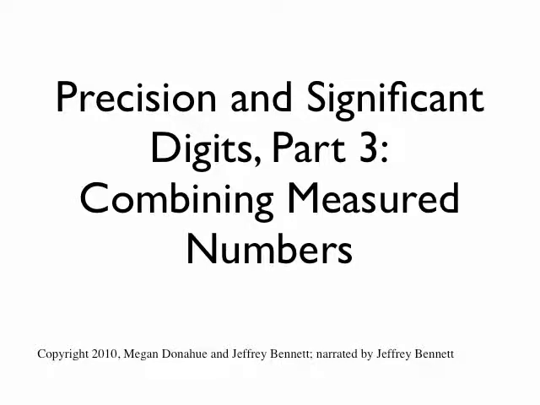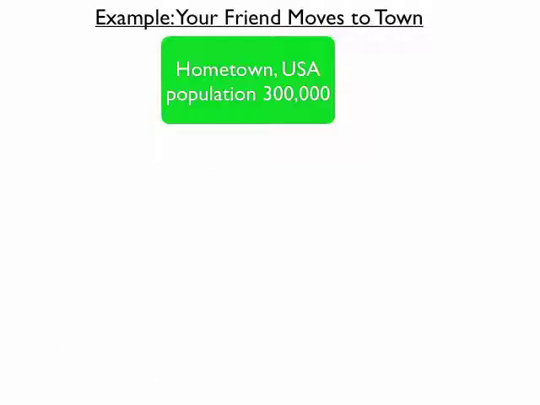We now consider rules for combining measured numbers. Suppose you live in a city with a population of 300,000. One day, your best friend moves to town to share an apartment with you. What is the population of your city now?